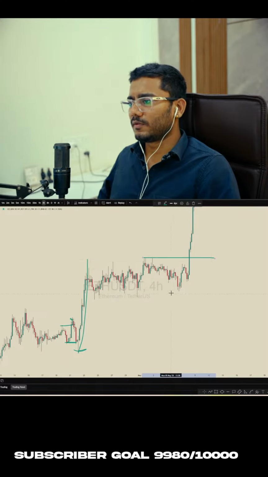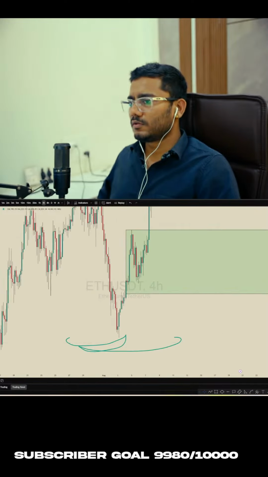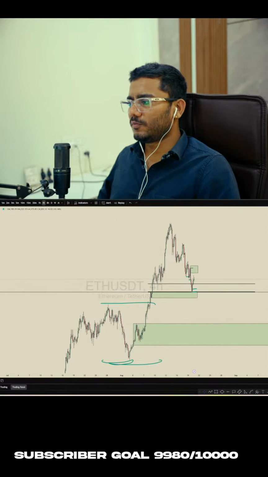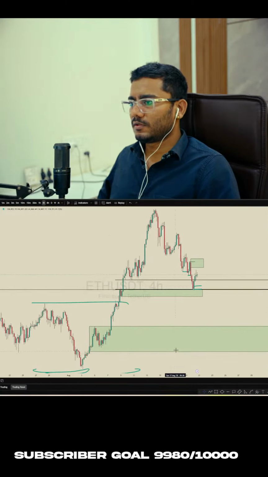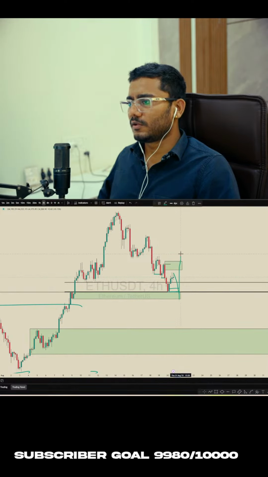Here also same thing. You will see price will create a low and then it will break the previous low. So on Ethereum, we want price to sweep this low and then it can continue the upside.